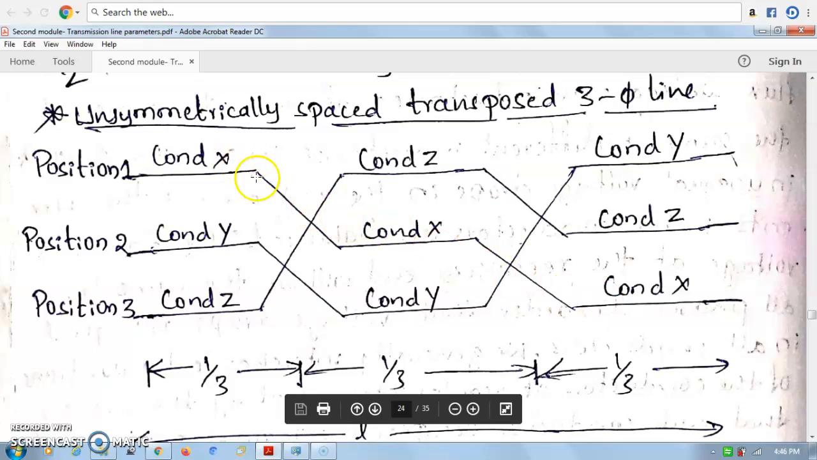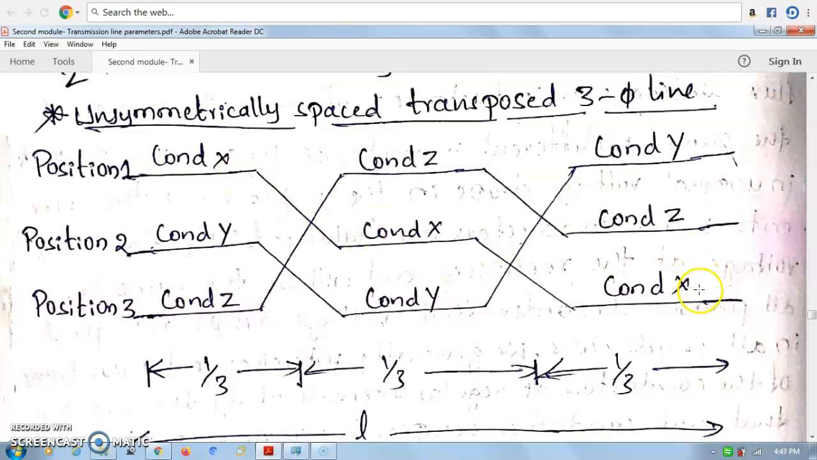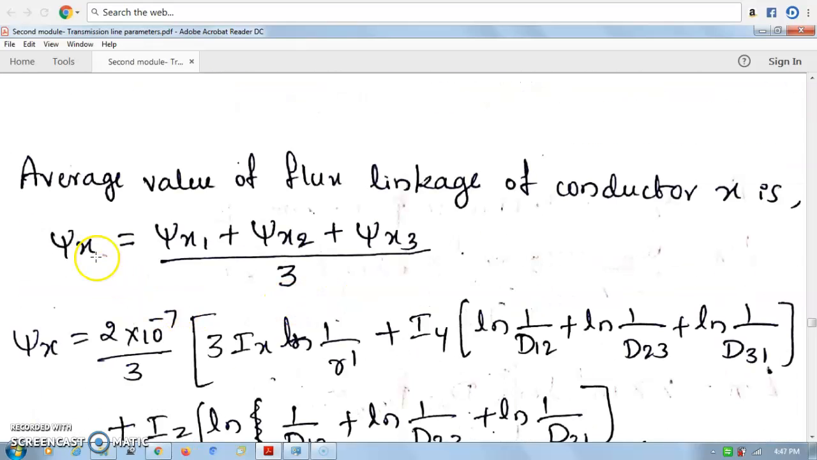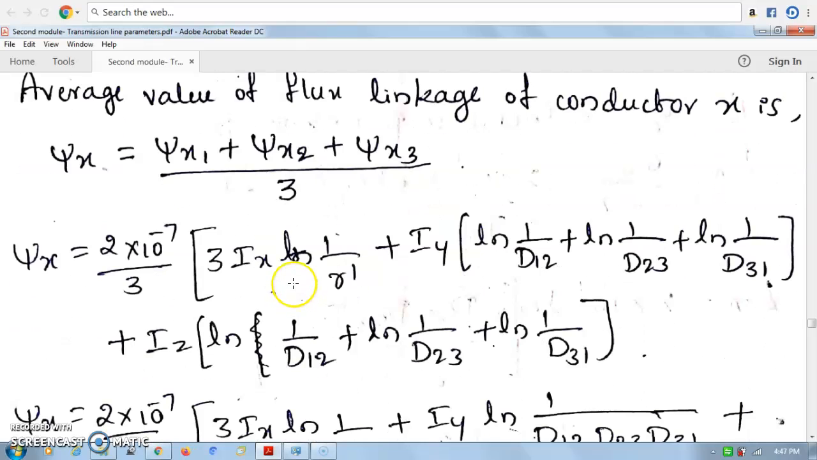Next, the total flux of the X conductor is the average of these three. Flux at the first position plus second position plus third position, divided by 3. That is the average flux I have to take here. The total flux of the conductor X is equal to first position, second position, third position divided by 3. So add all three equations. Common is 2 into 10 to the power minus 7. This is divided by 3.